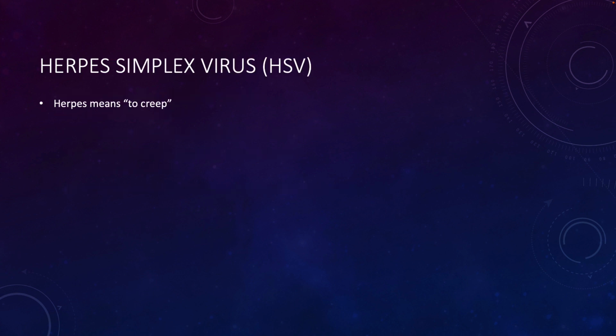So for herpes simplex viruses, we're really going to talk about 1 and 2 at the same time because they can kind of be interchangeable in the types of symptoms they cause. Herpes means to creep. These are viruses that kind of appear and then disappear.